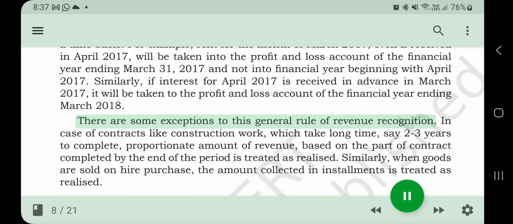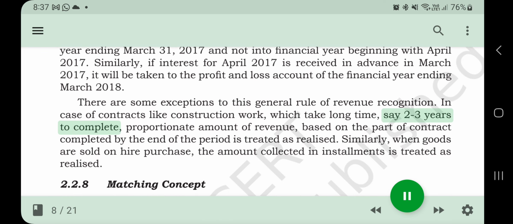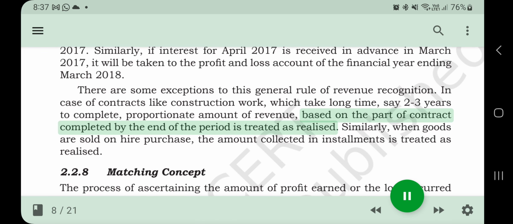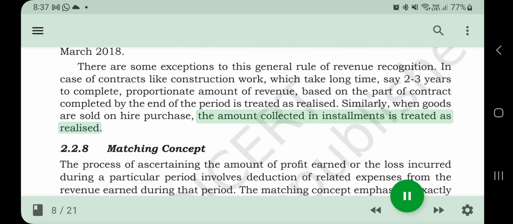There are some exceptions to this general rule of revenue recognition. In case of contracts like construction work, which take a long time, say 2 to 3 years to complete, a proportionate amount of revenue, based on the part of the contract completed by the end of the period, is treated as realized. Similarly, when goods are sold on hire purchase, the amount collected in installments is treated as realized.